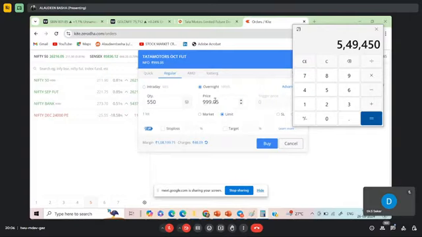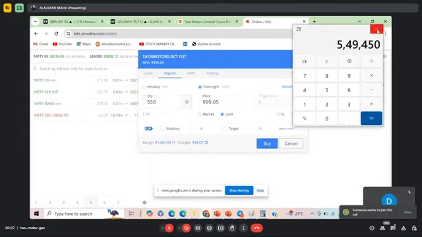But once Tata Motors increases 1 rupee, you get a profit of 550 rupees. Similarly, if Tata Motors decreases 1 rupee, you lose 550 rupees. That's why futures are very, very risky. If you're getting a 10 points profit, that is 10 into 550, 5,500. A 10 point loss is also 5,500 rupees. This is very highly risky in futures.